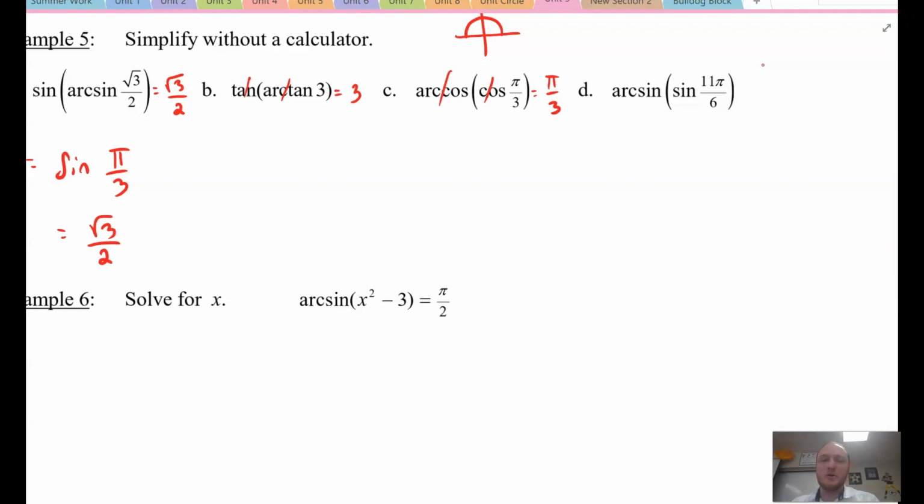Okay, so here's what you have to do. You have to say, what is sine of 11 pi over 6? Sorry, I have to get myself oriented here. Sine of 11 pi over 6, this is a pi 6 angle, and it's in quadrant 4, so that would be negative 1/2. And then what is arc sine of negative 1/2? Well, that's negative pi over 6. And there's your answer.